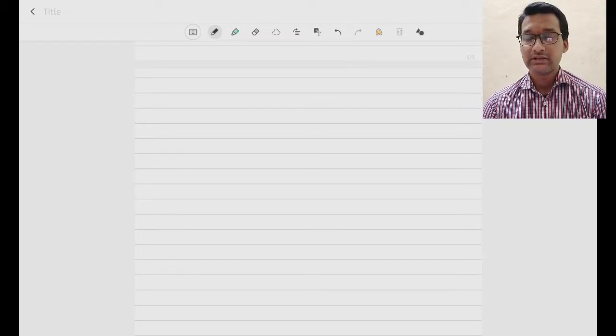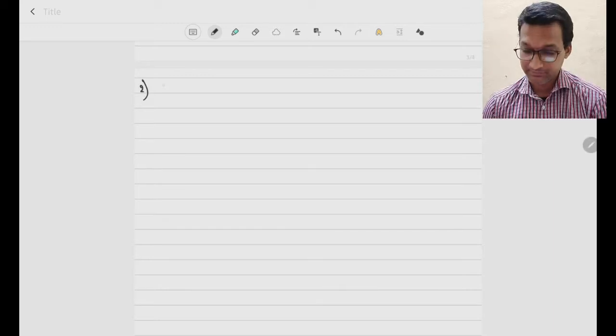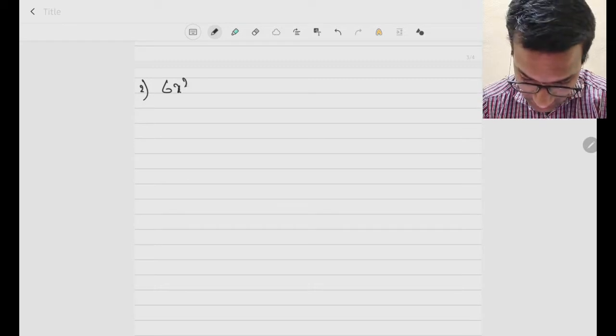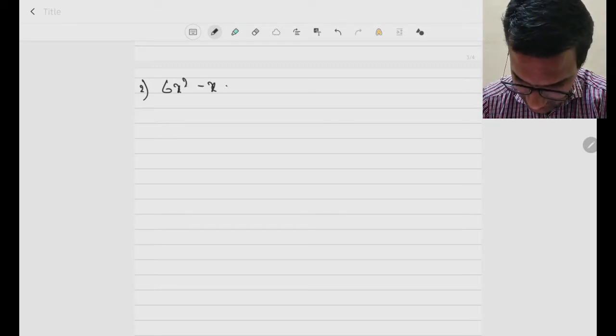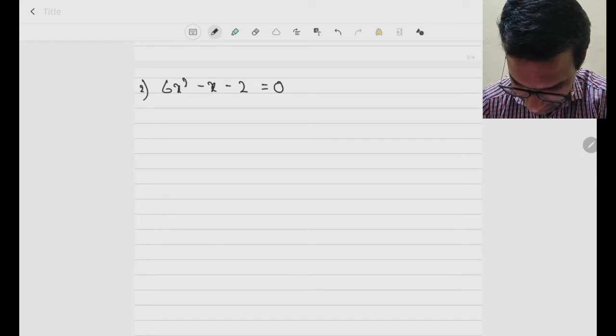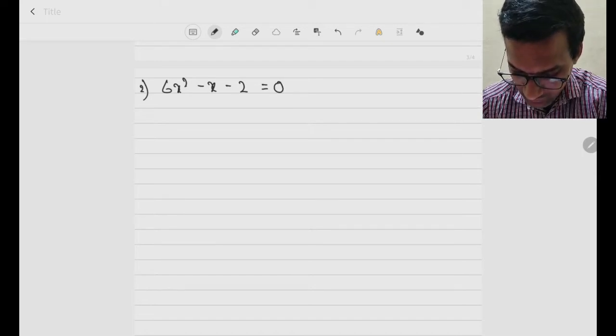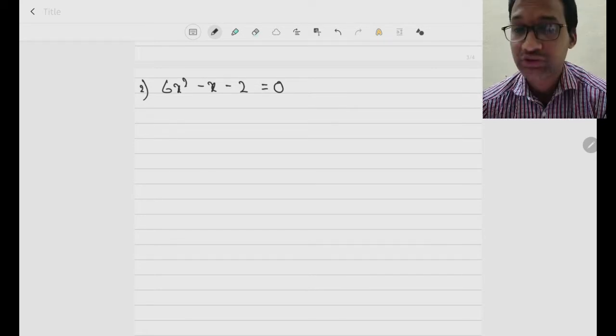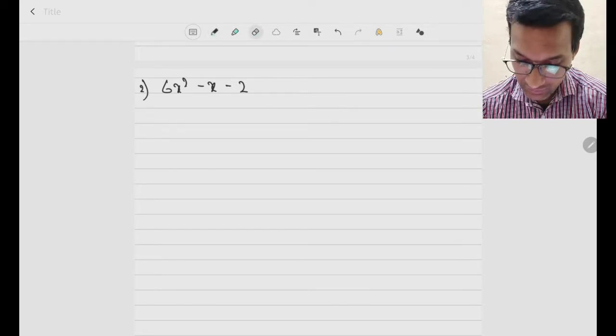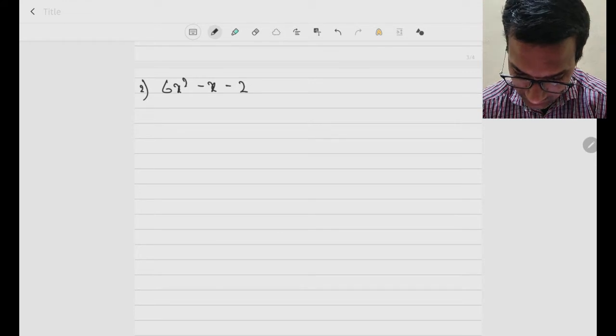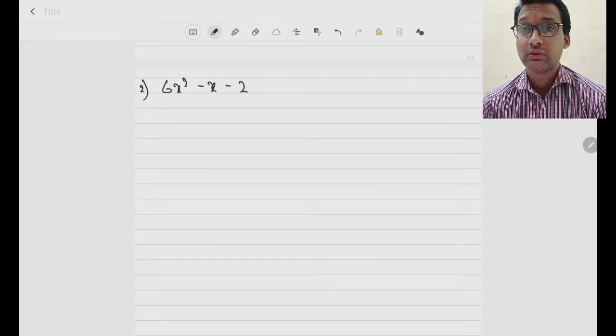Now let us look at another example for factorization or splitting the middle term. The example is 6x square minus x minus 2. It will be given as equal to 0, or we will have to equate it to 0. So we will have to find roots or solutions of the quadratic equation.